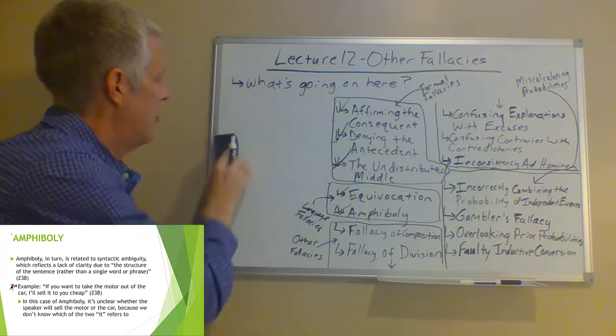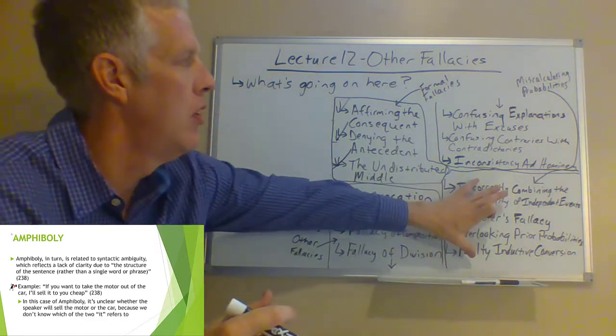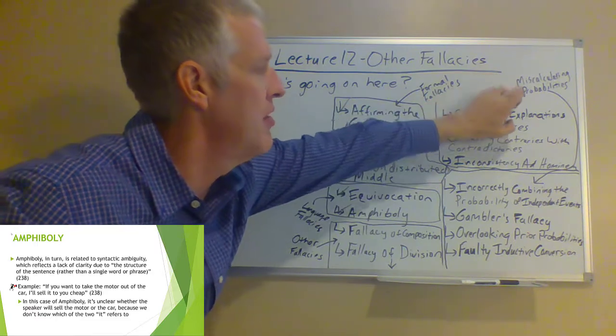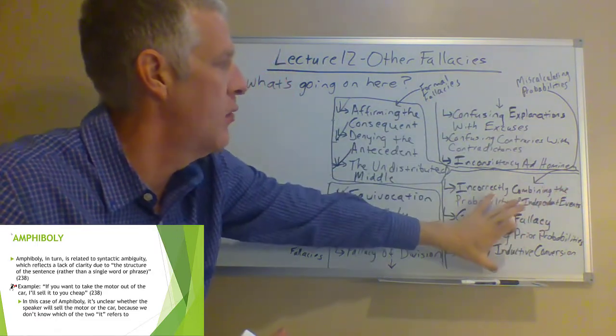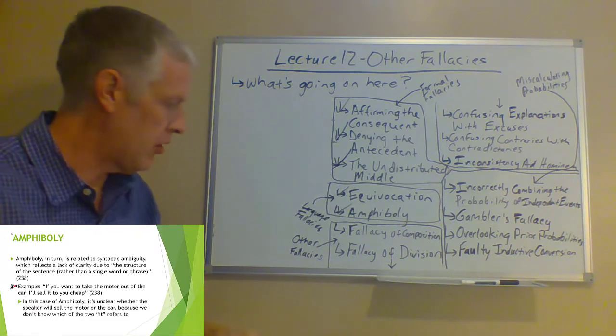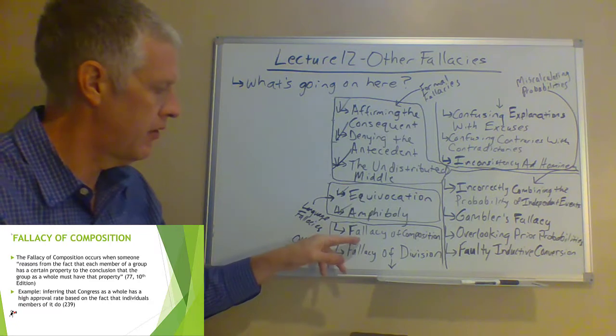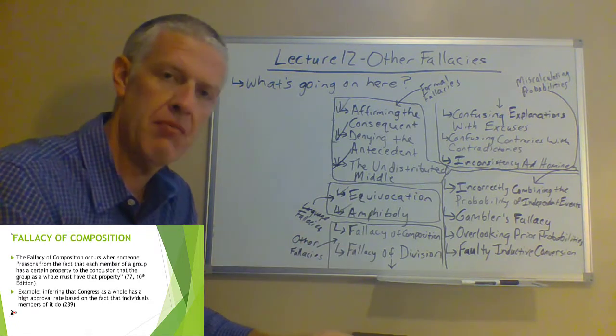So we'll discuss these. And then we'll move on to miscalculating probabilities. It actually corresponds then to these four down here, not these, just FYI. Hopefully that's clear. So we're turning to slide 8 here, and we'll discuss what's known as the fallacy of composition. Pretty straightforward.